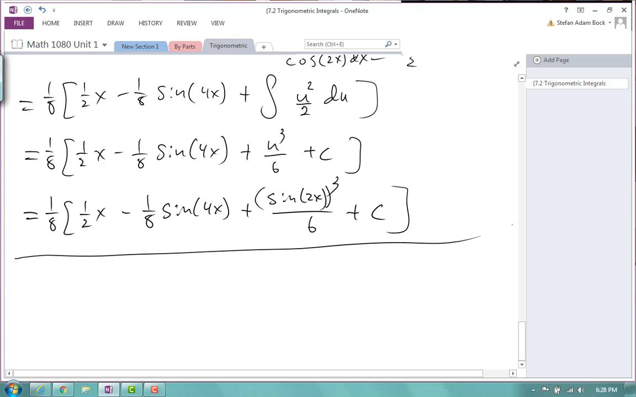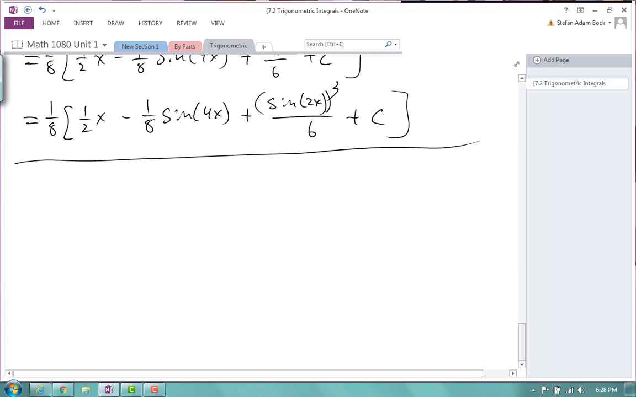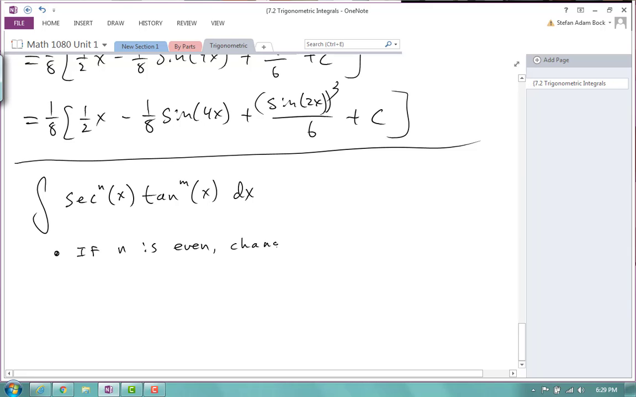Now, if we have stuff for sine and cosine, we also have stuff for secant, tangent, cosecant, and cotangent. The secant and tangents go together, just like sines and cosines go together, and cosecants and cotangents go together. So what I'm about to write for secant and tangent applies exactly for cosecant and cotangent. So if the number of secants, if n is even, we'll change all but 2 secants into tangents.